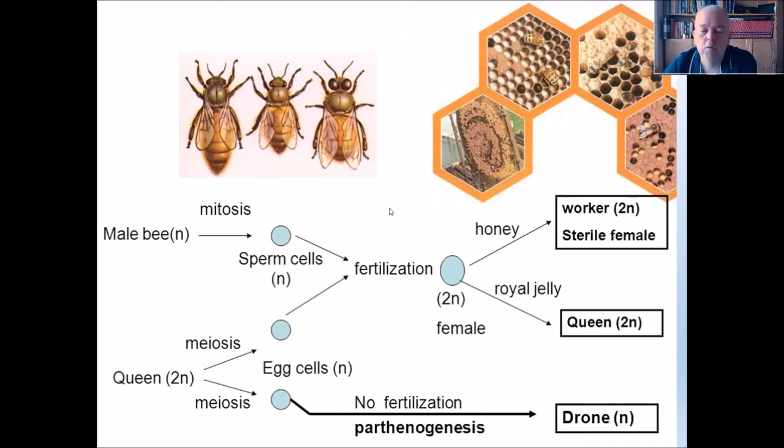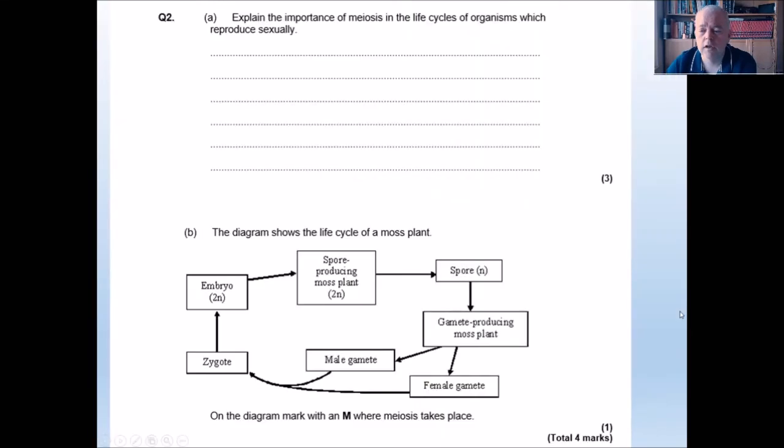So it's being aware that not every life cycle is the same as humans, and can you spot any differences when you're given something slightly unusual. Classic example of apply what you know to something you're unfamiliar with. It's one of your assessment objectives. So let's move on and have a look at the kind of exam questions that you're likely to get.